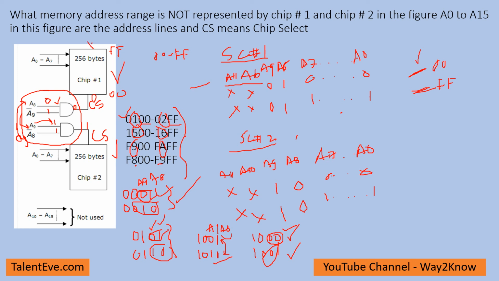This chip doesn't get selected. Similarly, A9 is 1 here, A9 is 0 there, and A8 is 0 means this will be 1. That means this is 0, and again this chip doesn't get selected. So F800 particularly is not a valid address to select either of the chips to write to these memories. See, the ultimate aim is to write to these memories. So with F800, it is not at all possible to write to these memories.